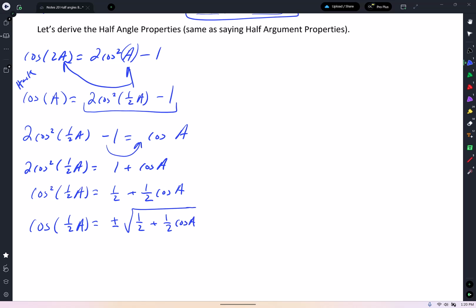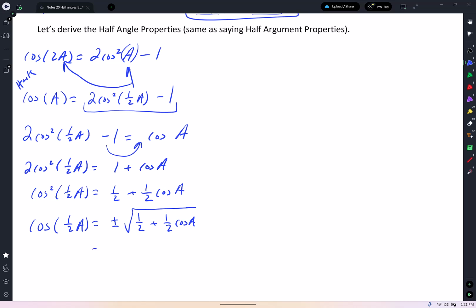Well, it's the same deal with the square root of 9 as plus or minus 3. Depending on where our angle is and what quadrant half A is in, that's what we'll use to decide whether it's a positive or a negative. Okay. If you Google it, maybe you'll find the formula written this way.